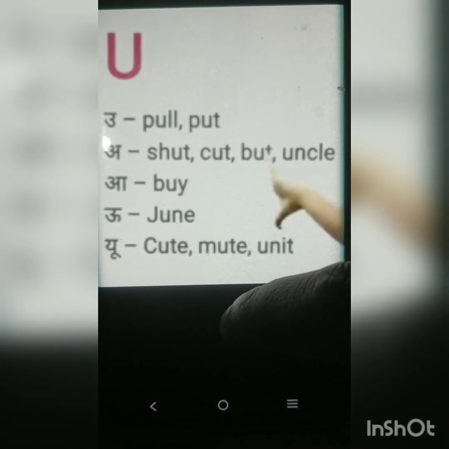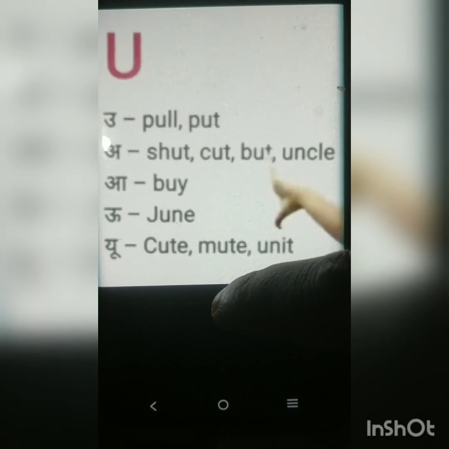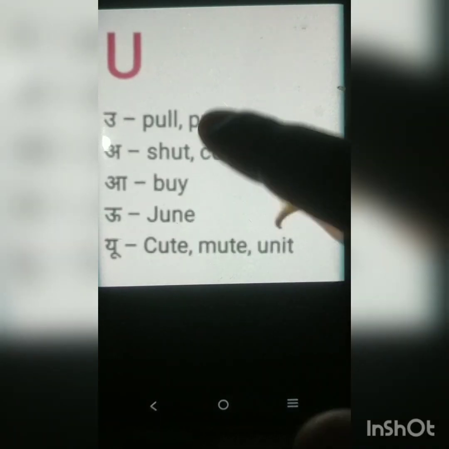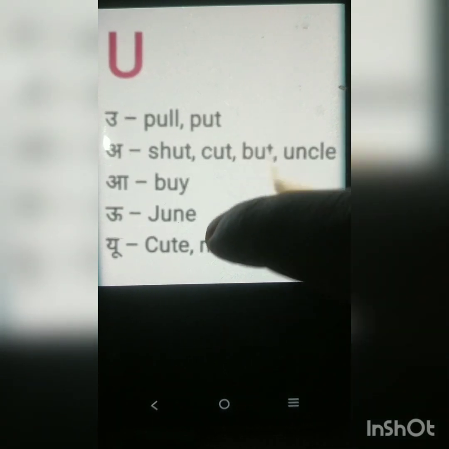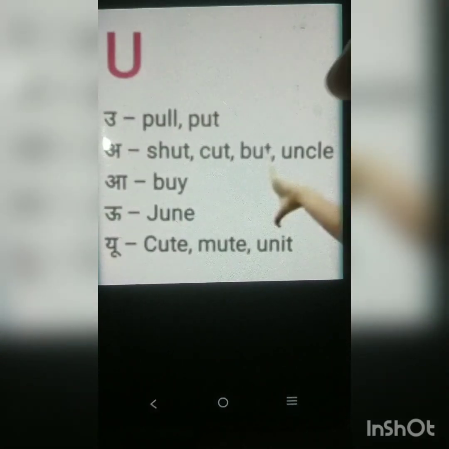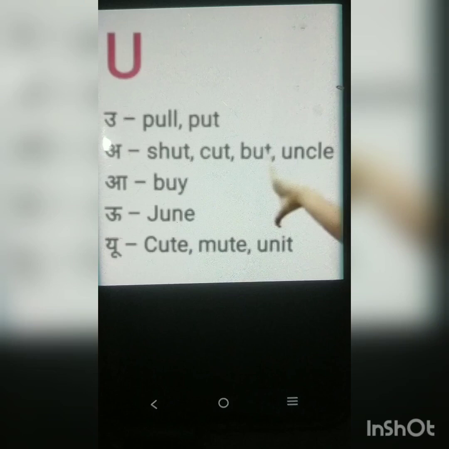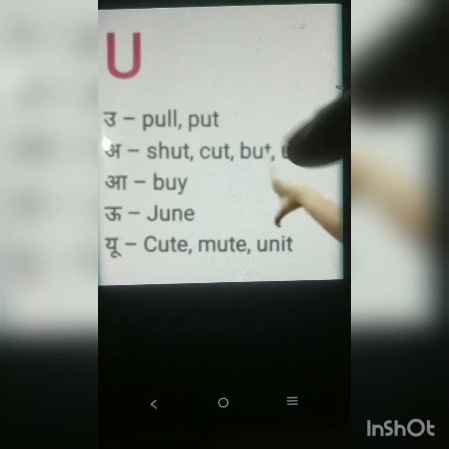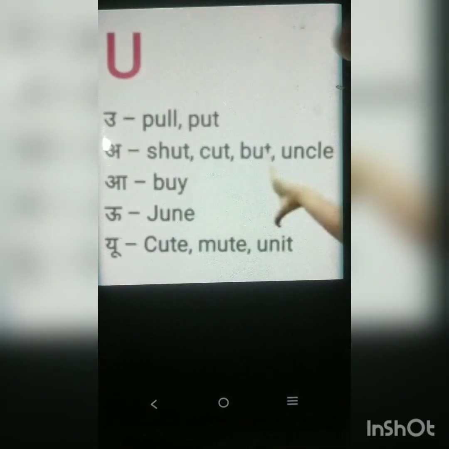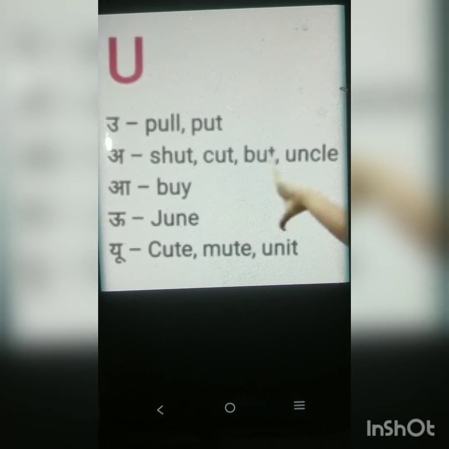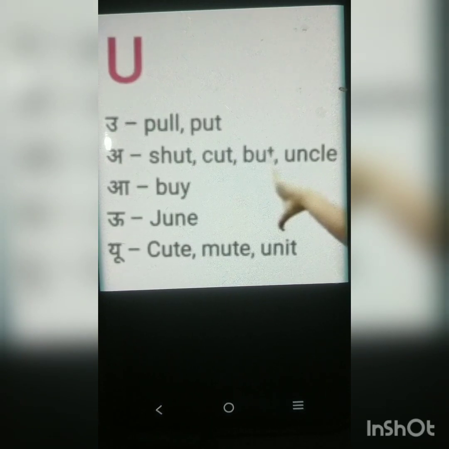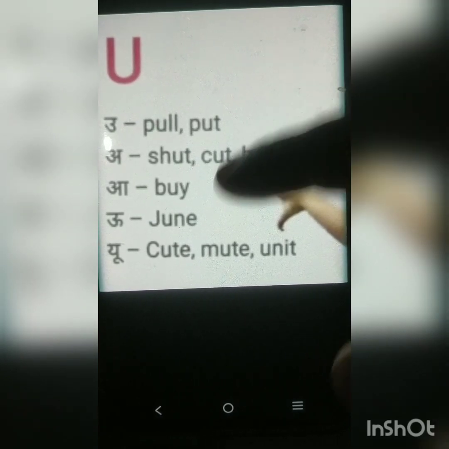Now U has 5 types of sounds. So how will it be? P-U-L-L, pull. Tell with me. P-U-L-L, pull. P-U-T, put. S-H-U-T, shut. C-U-T, cut. B-U-T, but. U-N-C-L-E, uncle.